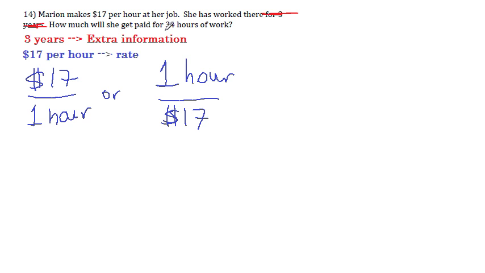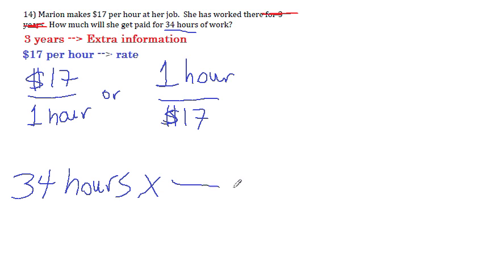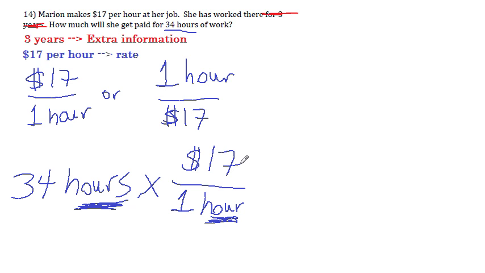So we also have these 34 hours of work. I'm going to actually start with that, 34 hours. And if you remember how we do problems with these rates, the way we've set it up is we multiply. We're going to multiply now by one of those fractions. Because I have hours here, I want to put that 1 hour on the bottom rather than on the top, which means the $17 has to go on the top. So that's the setup using the rate.